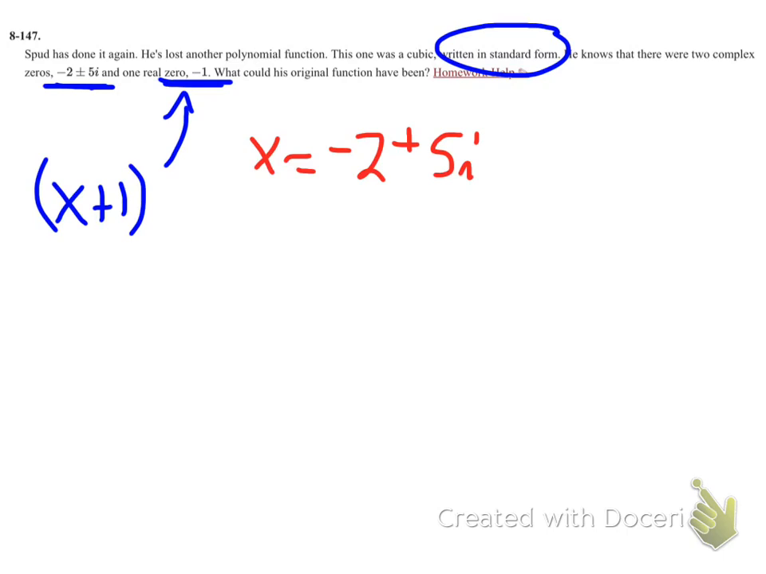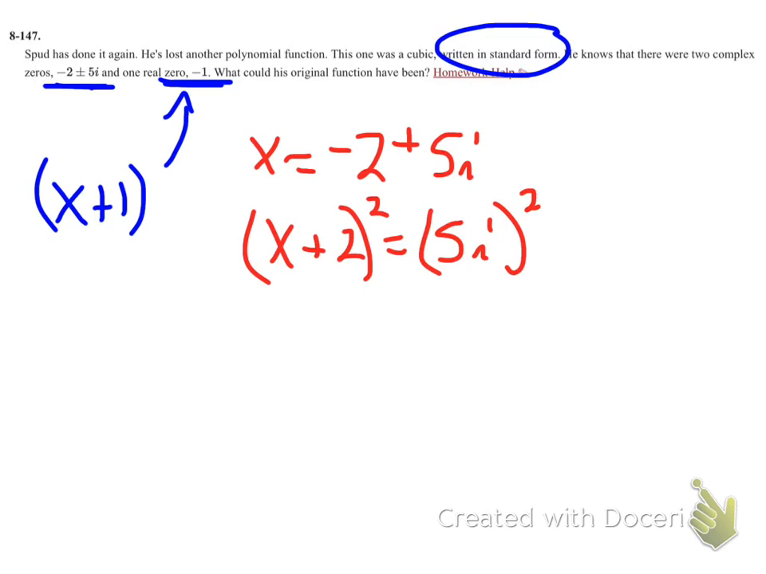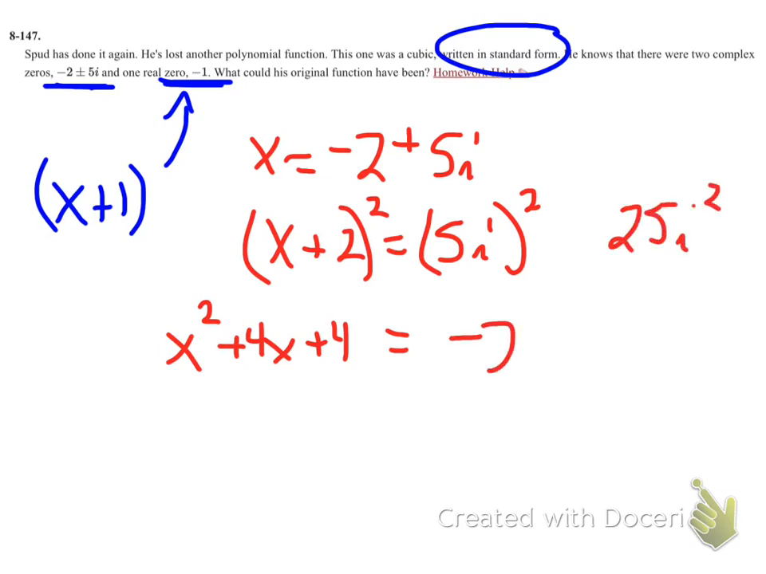So now if I have -2 plus 5i, in order to work backwards and solve for the quadratic that it came from, I'm going to move the 2 to the other side by adding 2. So I have x plus 2 equals 5i. And now to get rid of the i, I'm going to square both sides. On the left, x plus 2 squared. So that's going to be x squared plus 4x plus 4. On the right side, the 5i, that's going to be 25 times i squared, which is -25.